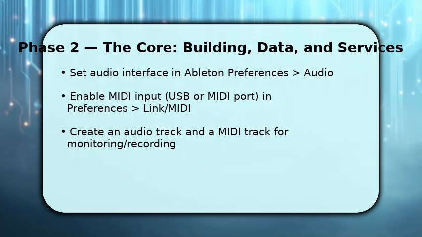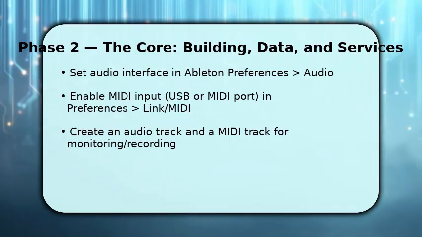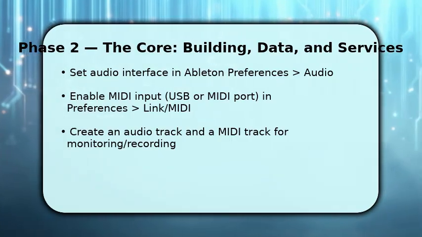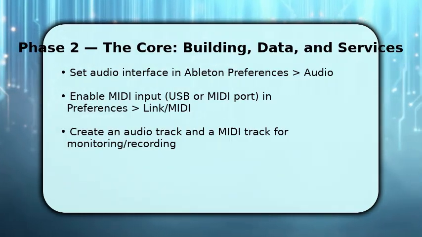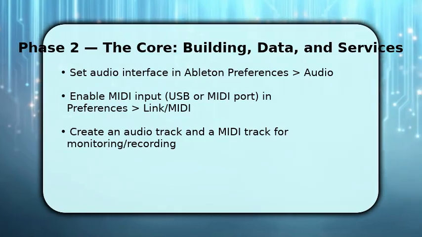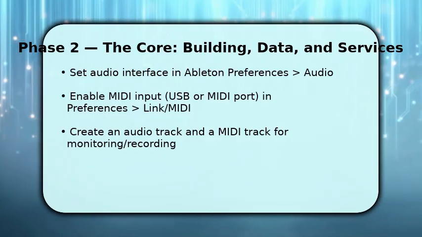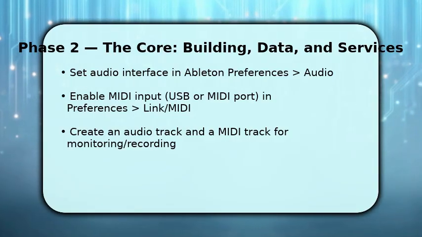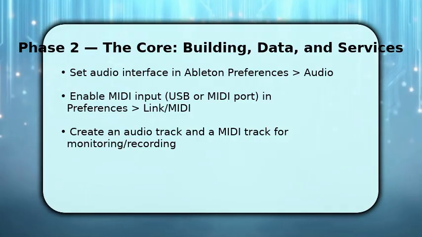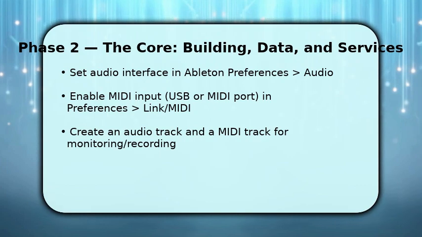Next, in Preferences Link/MIDI, enable the TD-3 MIDI port for track and remote so you can send and receive notes and CC. Create one audio track to record the TD-3 output and one MIDI track only if you plan to send sequence data. Arm the audio track and choose the correct input channel from your interface.